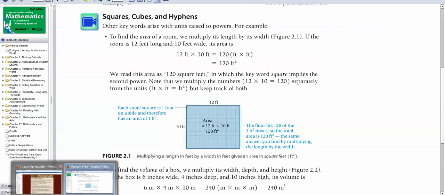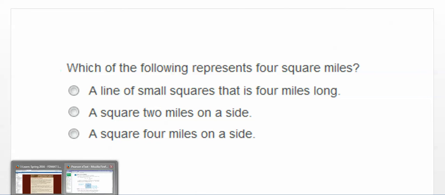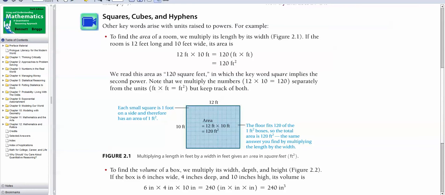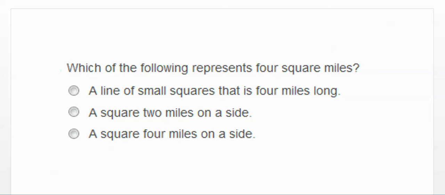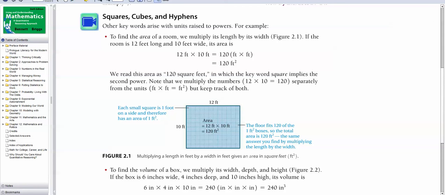And then the last choice is a square of 4 miles on a side. So again, coming back over here to the textbook, if it was 4 on one side, the other side would have to say 1, because 1 times 4 would give us 4. But the way they describe this, they actually say the word square. So because it's a square, that means the length and the width have to match. So it's either 2 on each side or 4 on each side. Well, 4 by 4 would give us 16 square miles, and 2 by 2 would give us 4 square miles.